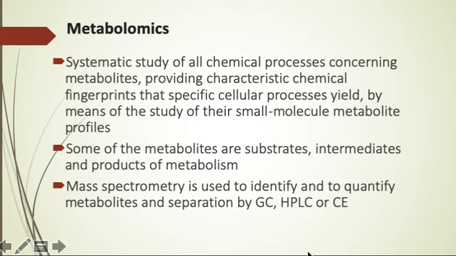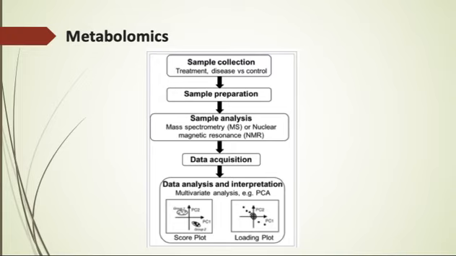So how do you do this? We'll just have a flow chart. The sample is collected, then the sample is prepared, and then it is analyzed by mass spectroscopy or by NMR, that is nuclear magnetic resonance, and then you obtain the data acquisition, analyze and interpret. So this is metabolomics.